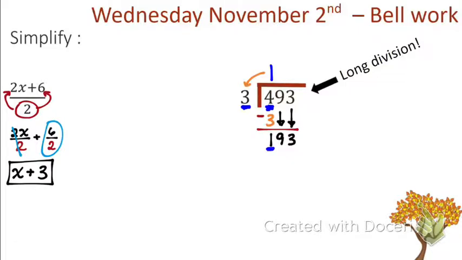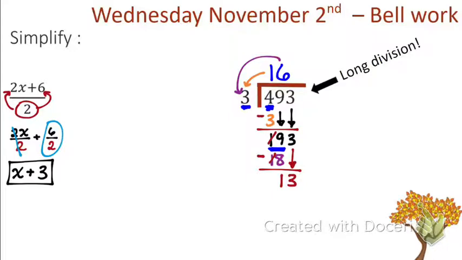I know that 3 can't go into this first number, so what do I look at? I look at the first and the second number together, right? How many times can 3 go into 19? 6 times. So then I take this 6 and I multiply it to the 3. 6 times 3 is 18. And then what do? Subtract it. The 1's cancel out. 9 minus 8? 1. And then I bring this 3 down.